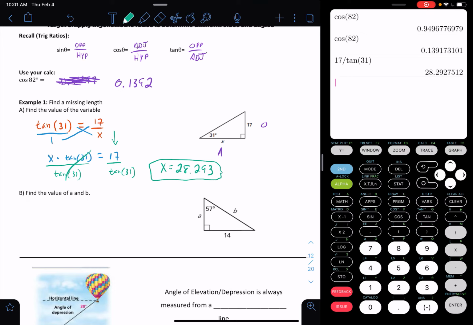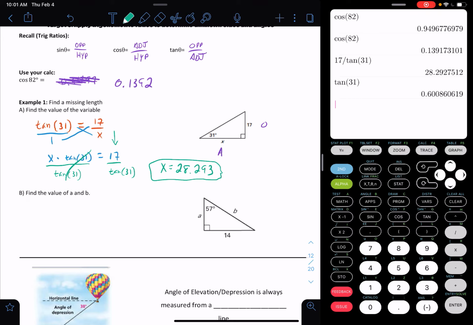So again, it's going to give us a messy side length sometimes, because tangent of 31, if I just look at tangent of 31, that's an irrational number. That's going on forever and ever and ever. Okay, so if I multiply that by another number, it's still going to be messy. So we round it to the nearest thousandths. But x is 28.293, approximately. Okay, so that's how we use a trig function to find a side length.